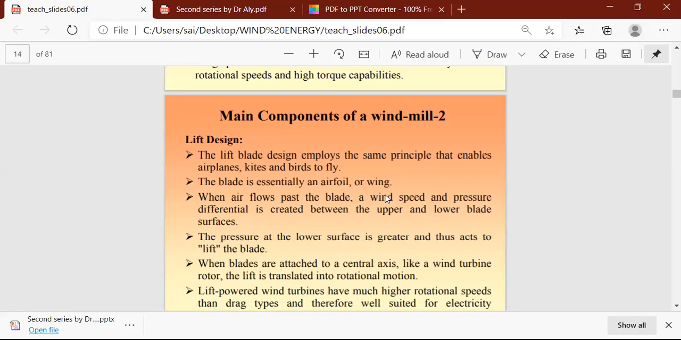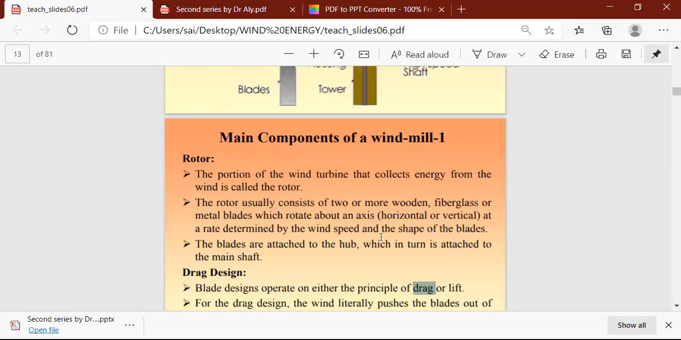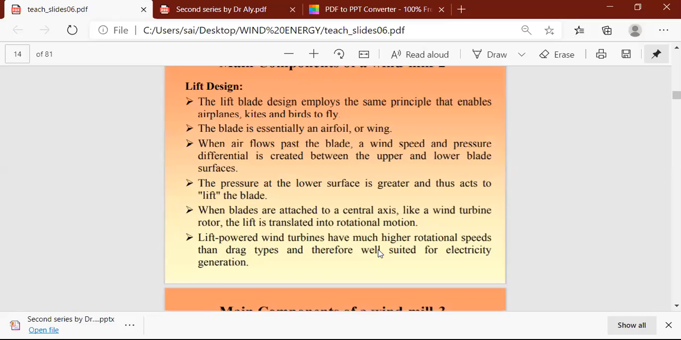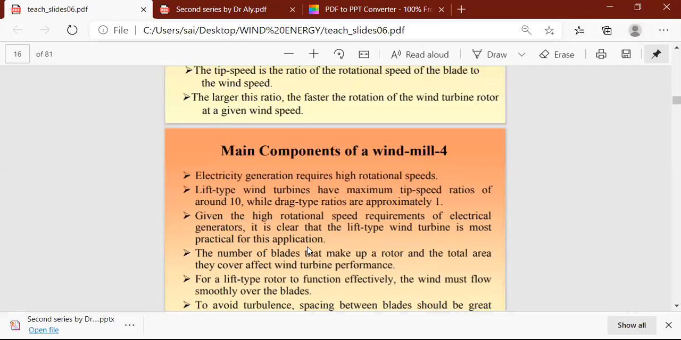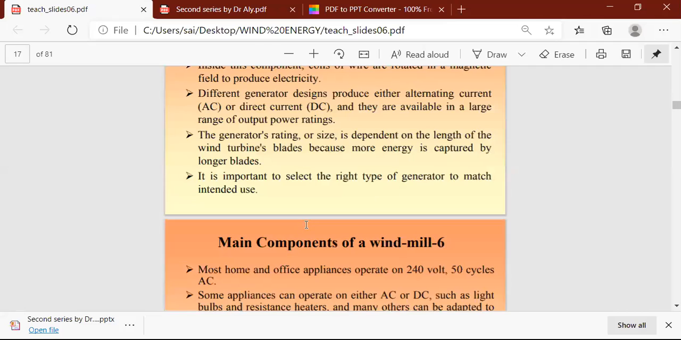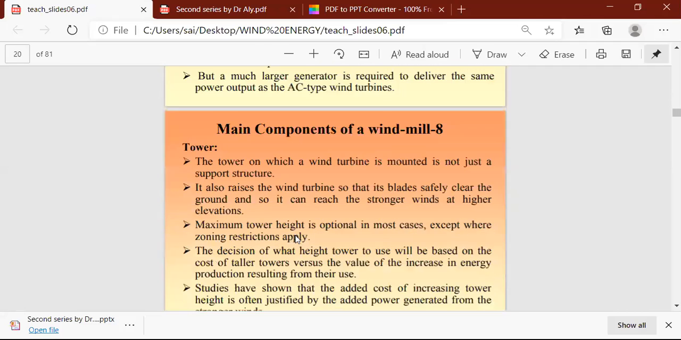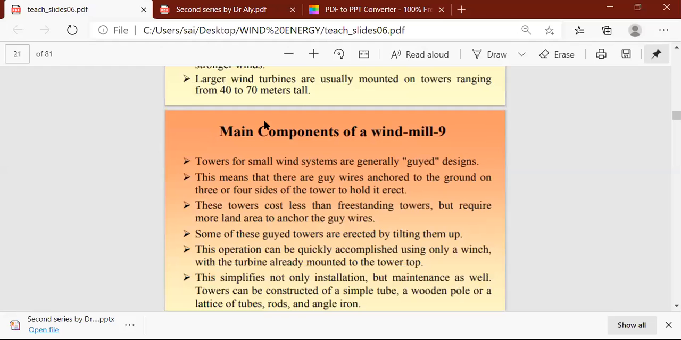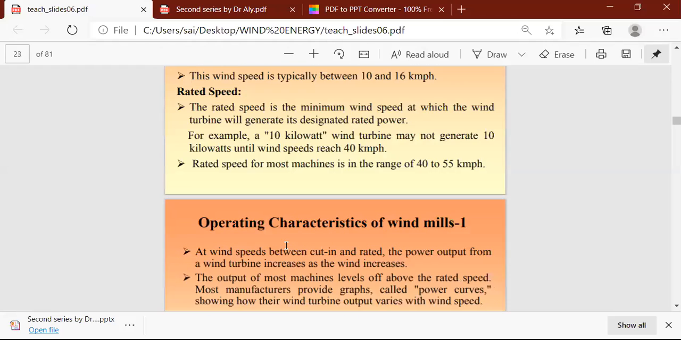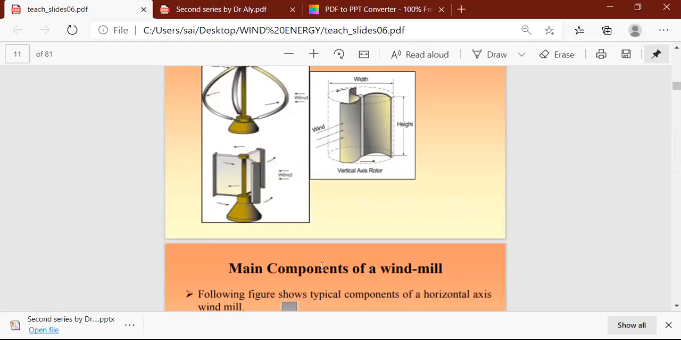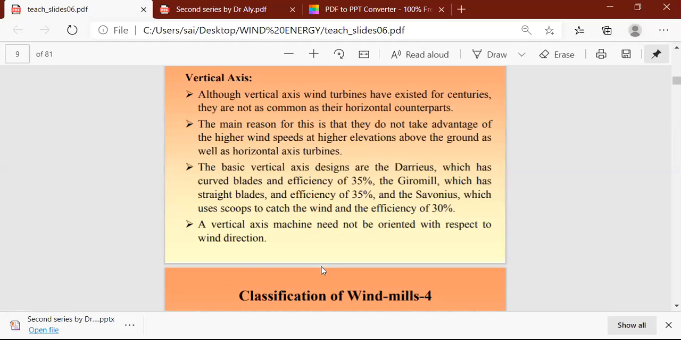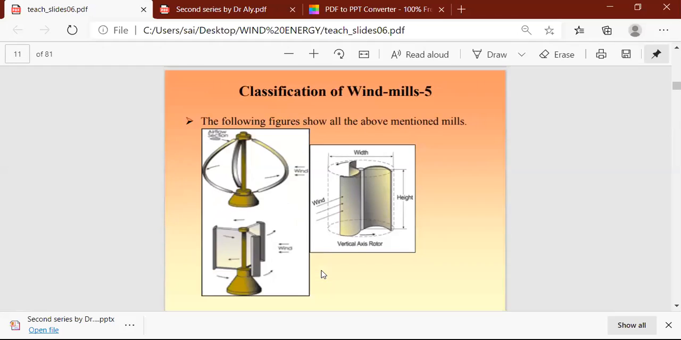The remaining parts, like the lift design, the tip speed ratio, and the function of the generator, transmission, and tower, I will discuss in the next lecture because time is going to be out. So in the next lecture we will see these parts in detail.